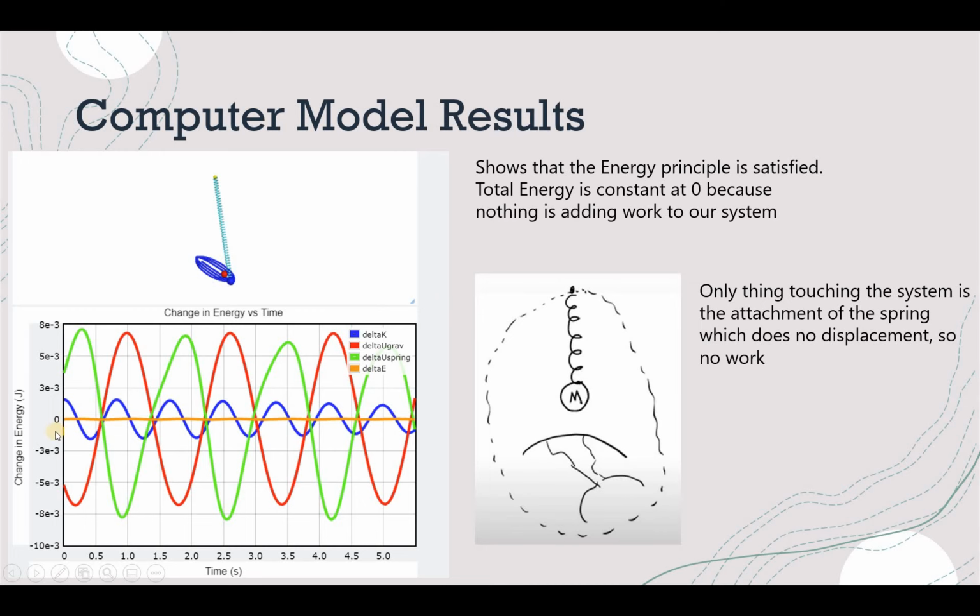As you can tell, looking at the energy, you see that it's at 0 constantly. So this shows that the energy principle is satisfied, because the total energy is constant at zero because no additional work is added to our system. And from this picture, the only thing touching the system is the attachment of the spring right there, but this has no displacement because it doesn't move at all, so there's no work done. And you can see as the spring goes up, there's a change in the spring potential energy, a change in gravity, and also a change in delta K, but you add them all together, and it's going to equal 0.